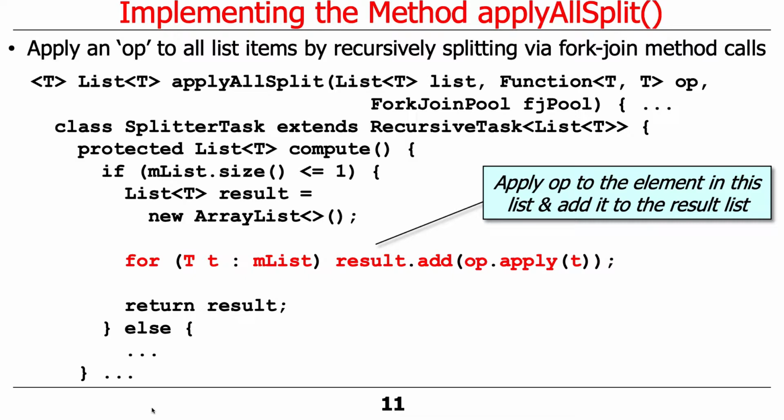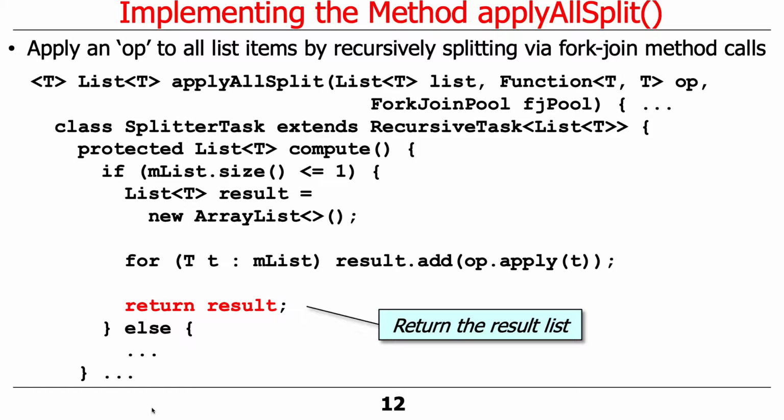And we go ahead and we add the result of applying the operation on the element in the original list, which is T here. We apply the operation, and then we add that to the result list. So as a result of doing this loop, it should typically run one time. And then we return the result list. So this result list that's returned here applied the operation to the single element in it. So that's the basis case for the recursion.